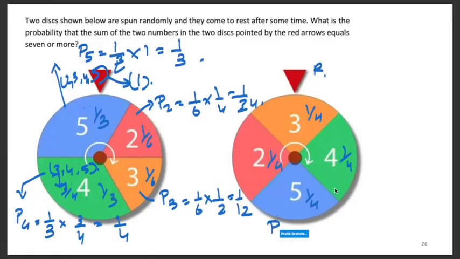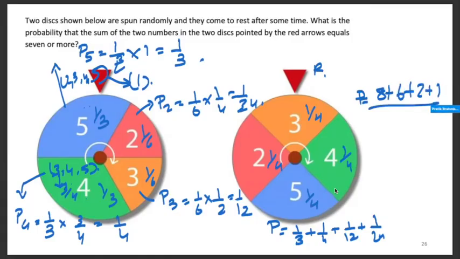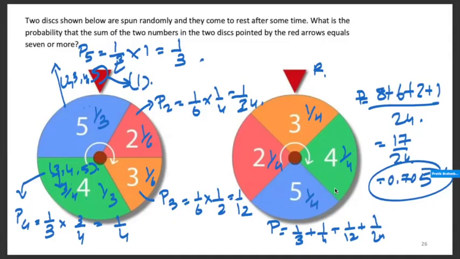So the total probability that we are looking at is the addition of all the probabilities. P5 is 1 by 3. P4 is 1 by 4. P3 is 1 by 12. And P2 is 1 by 24. So when you solve this, the LCM is 24. So 8 plus 6 plus 2 plus 1 upon 24, which is 17 upon 24, comes out to 0.705, which is the right answer of getting number 7 or more by this combination.